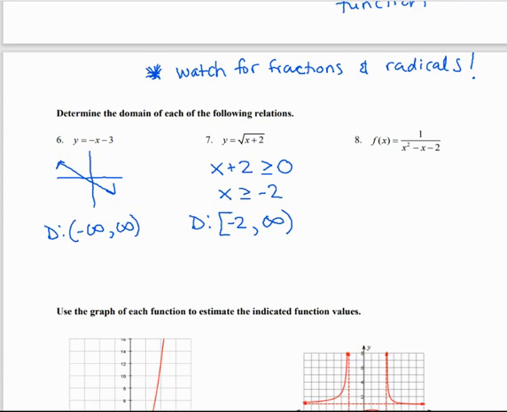You try 8. Remember, for fractions, we can't have our denominator equal 0. So figure out what would make that 0 and then do your best to write that in interval notation. I'll give you a big hint. You're going to use that union symbol twice.